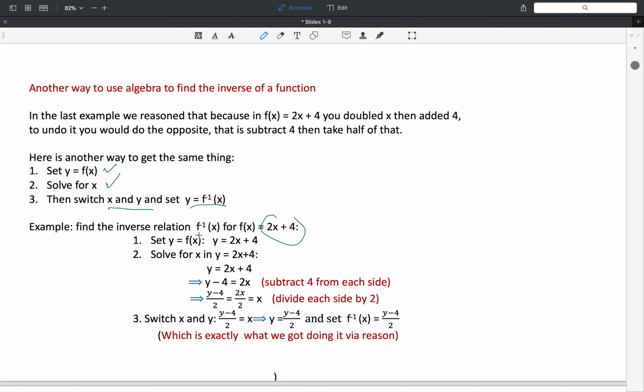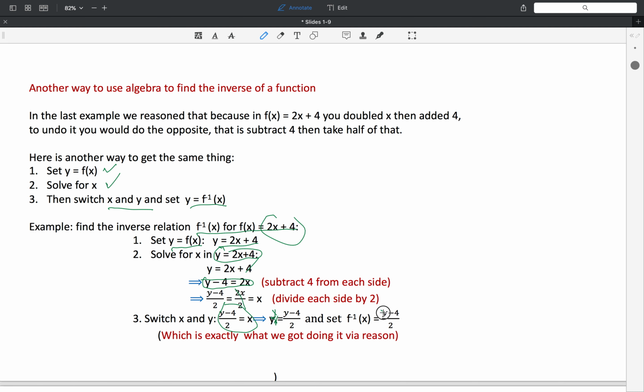So let's find the inverse relation for this. We set y equal to f of x, so we get this. Now we're going to solve for x here. So I need to get x alone, so I subtract 4 from both sides. So I get this. Now I'm going to divide by 2, and I get y minus 4 over 2 is equal to x. So now I get x was equal to that.